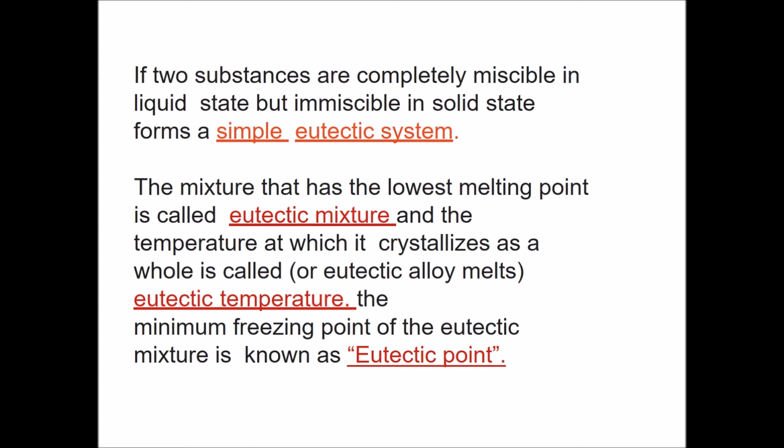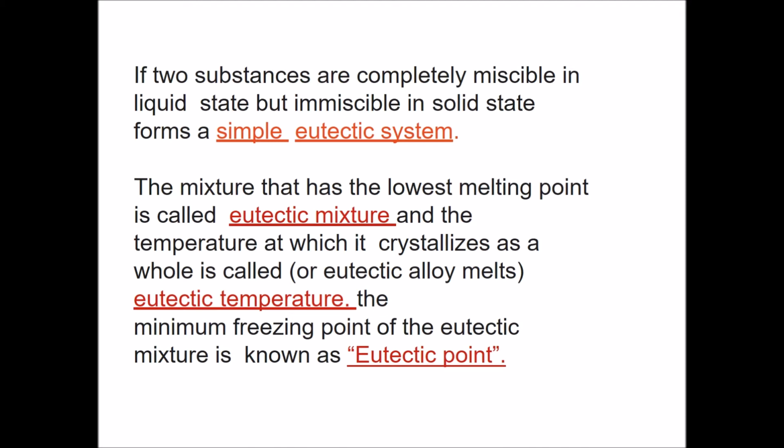Since we are taking the example of the silver-lead system, silver and lead in their melt forms make a homogeneous mixture, meaning they are completely miscible in their melt state, but they are not miscible in their solid form. So they form a eutectic mixture. That is why the silver-lead system is also known as a eutectic system. The mixture that has the lowest melting point is called the eutectic mixture, and the temperature at which it crystallizes as a whole is called the eutectic temperature.